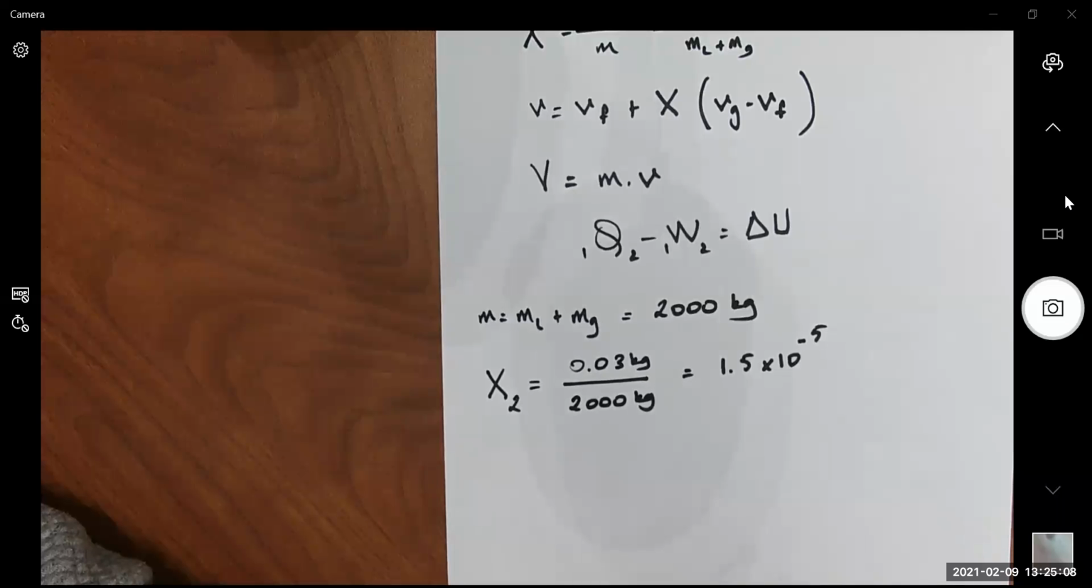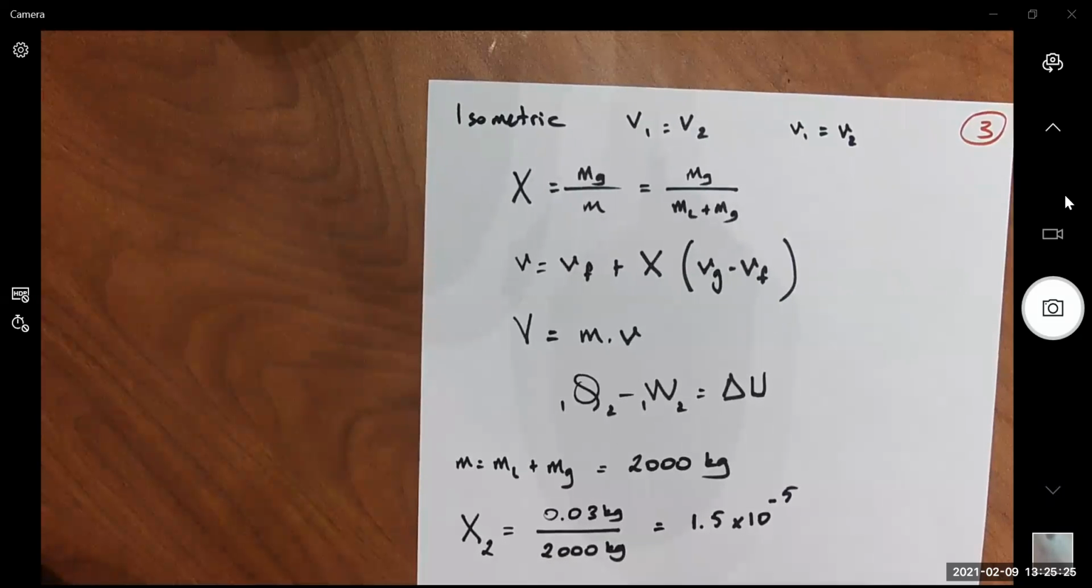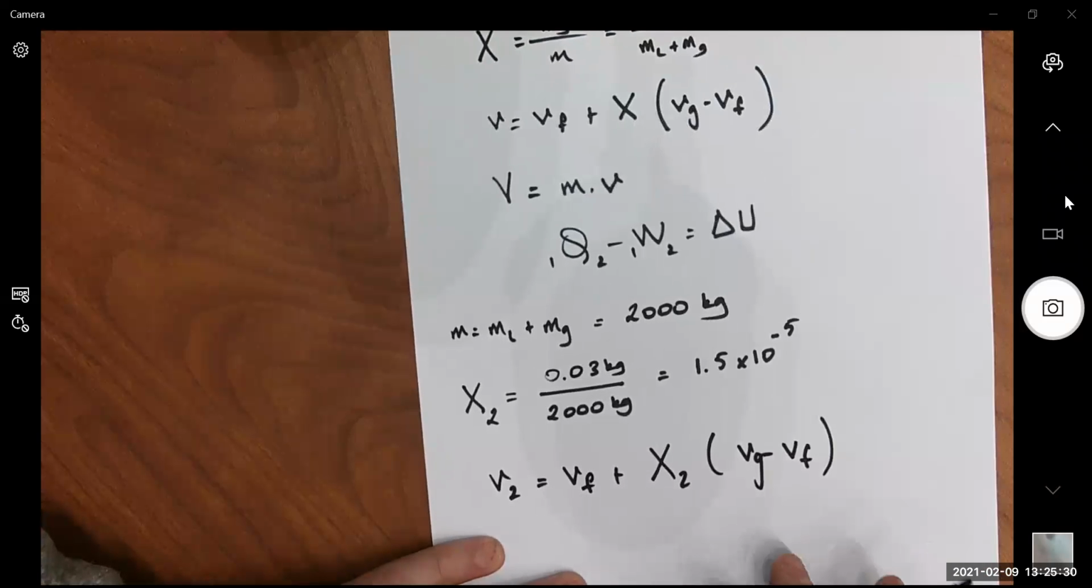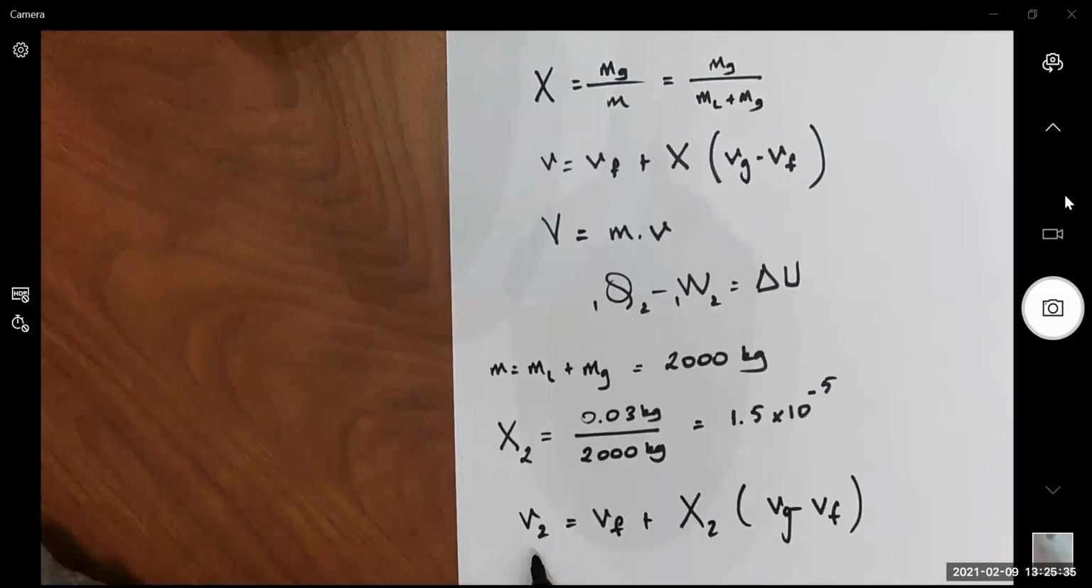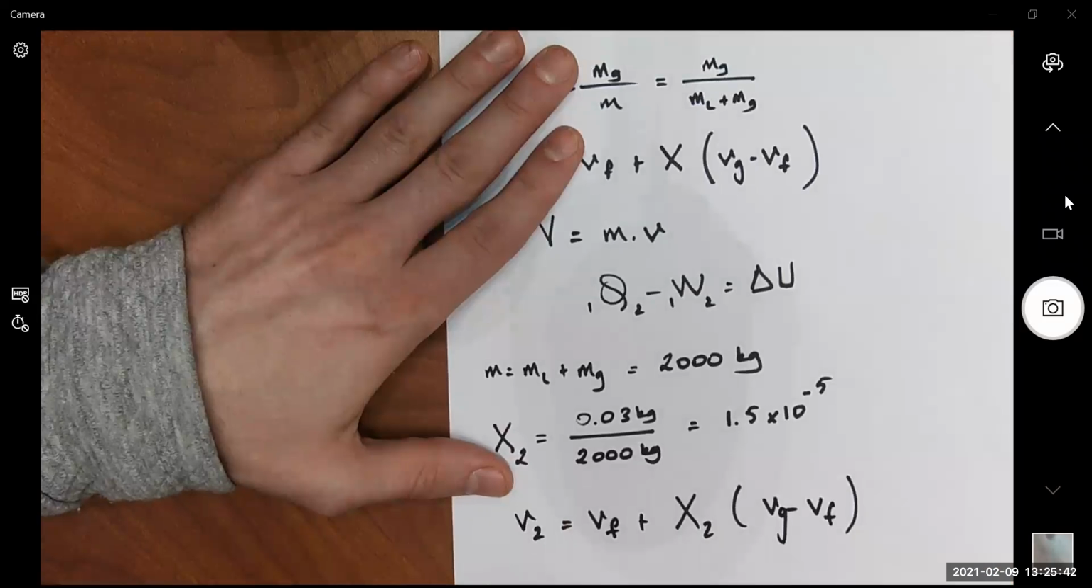Right? By using the quality factor calculation, x equals v minus vf divided by vg minus vf, right? If you take the unknown out, what we have is v equals vf plus x2 times (vg minus vf). If you substitute all those knowns, you will be able to find your specific volume at state 2.